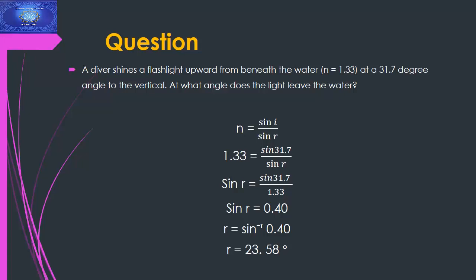To get sin R, cross multiplication, so it will equal sin 31.7 divided by 1.33. So sin R equals 0.40. We need to calculate R, not sin R. To get R, we will use inverse sine. On your calculator, press shift sin. So R equals sin inverse 0.40. So R equals 23.58 degrees. The refracted angle equals 23.58 degrees.